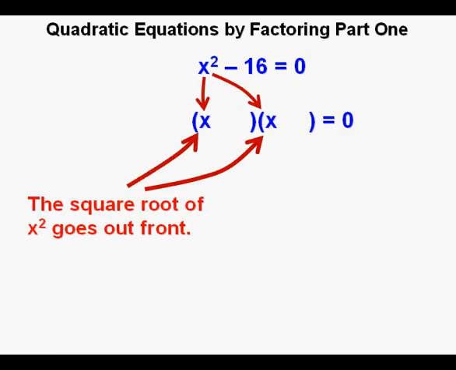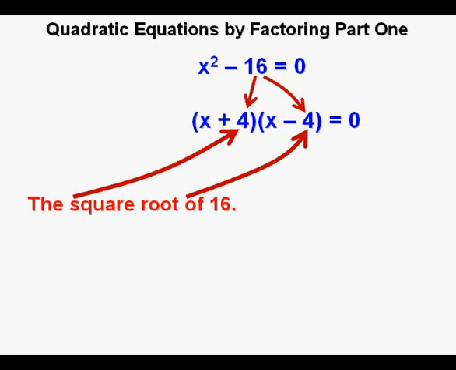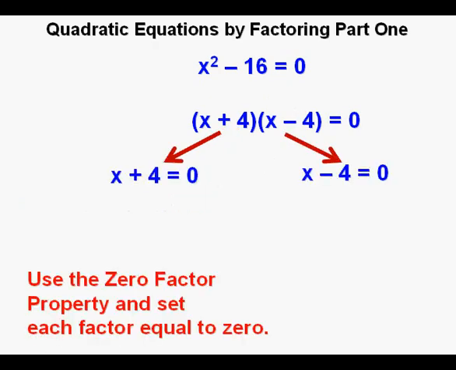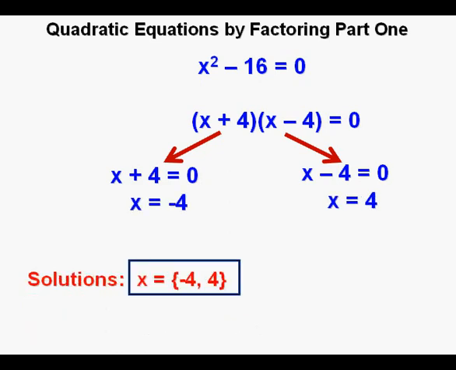Here the square root of x squared goes here, which is x and x, and then it's plus on one binomial and minus on the other because a plus times a minus equals a negative. And then we take the square root of 16 as the final term in each binomial, and that is 4. Next we use the zero factor property of algebra and set each of the factors equal to 0. Solving for x, we have x equals negative 4 and x equals 4. So our solutions are x equals negative 4 and x equals 4, which we box in as correct. Since there is no linear term in this original equation, we could also have solved this equation using the square root method.